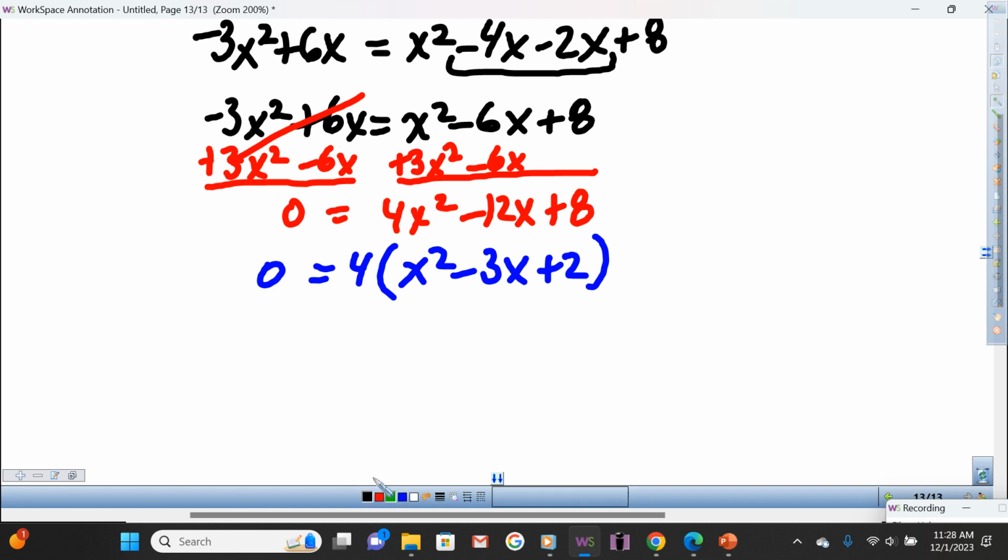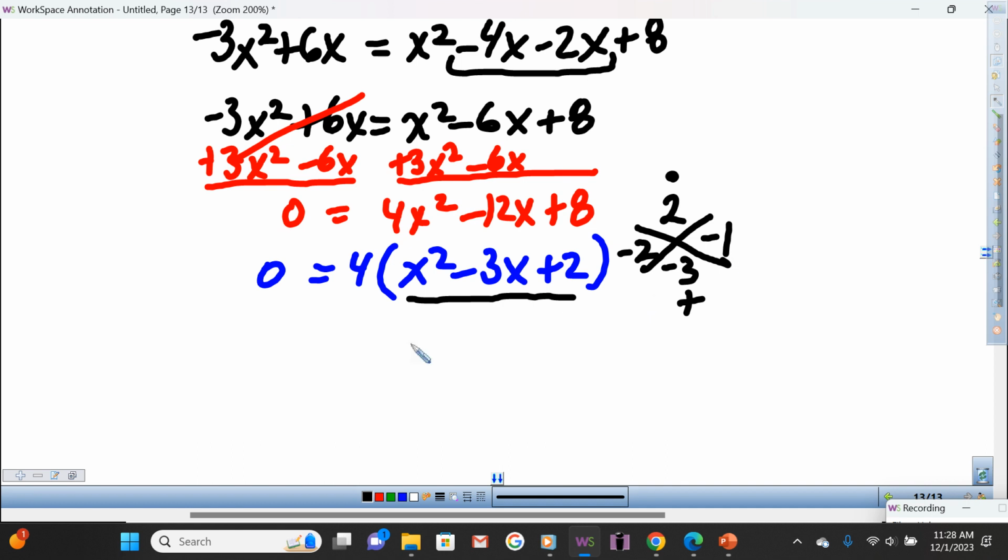All right, so now we are here. Look at this one. How do we factor this one? How do we factor that, Selena? 2 and negative 3. What factors of 2 add up to negative 3, everyone? Negative 2 and negative 1. So my factors are x minus 2, x minus 1, bring down the 4, equal to 0.